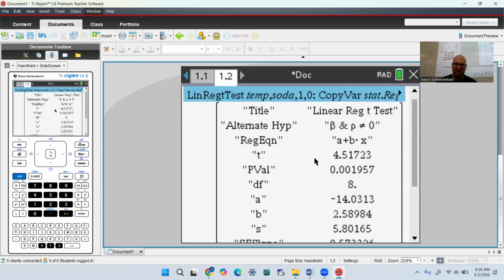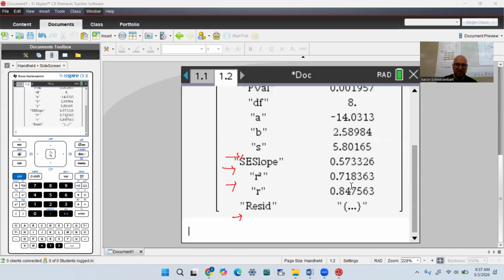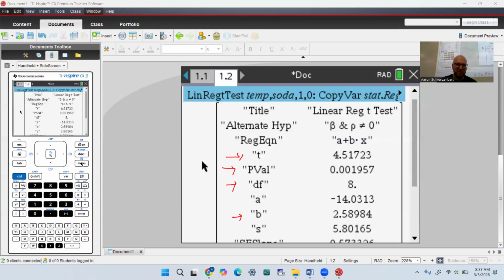So we can look at this. What should you report in your answer? You should report your t. You should report your p-value. You should report degrees of freedom. Probably slope. And I believe, usually, R. I think mine was one, the default.